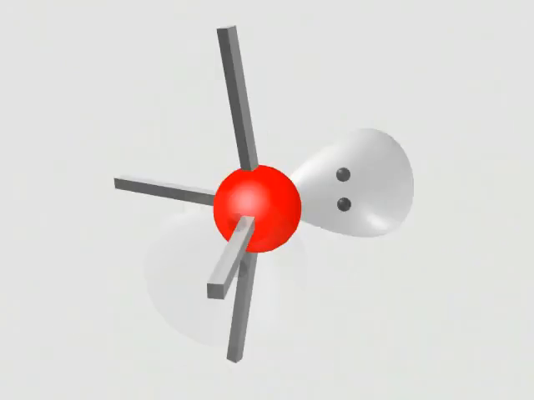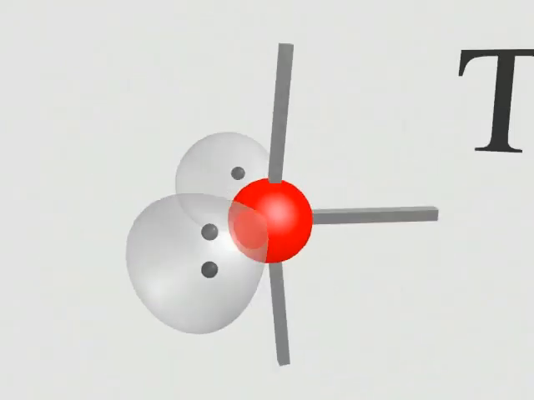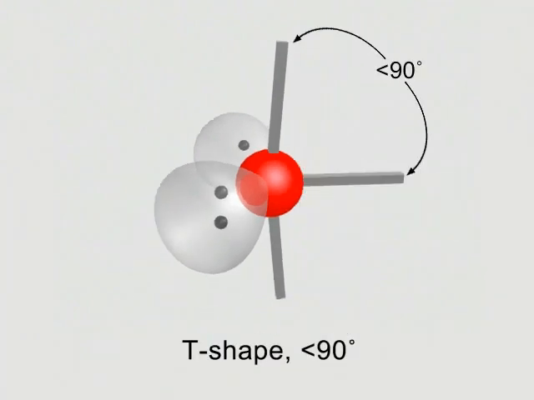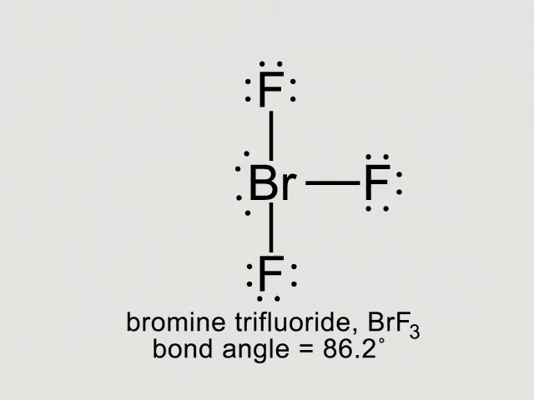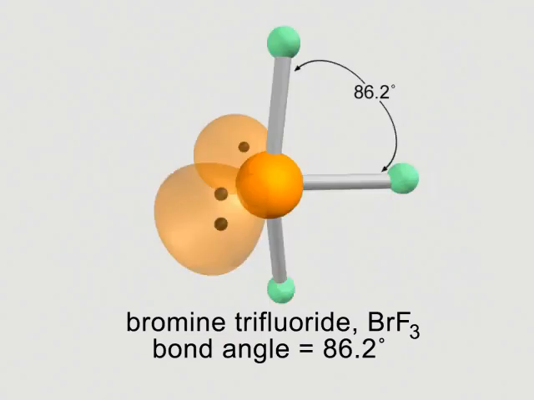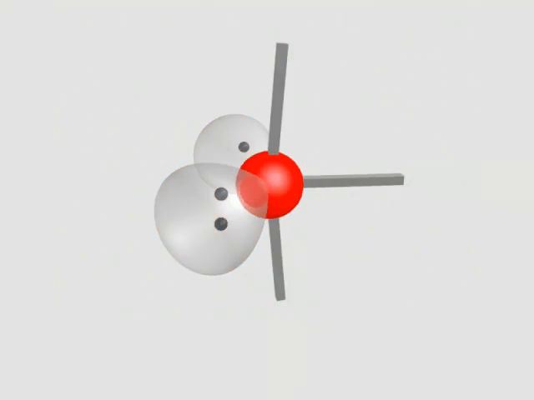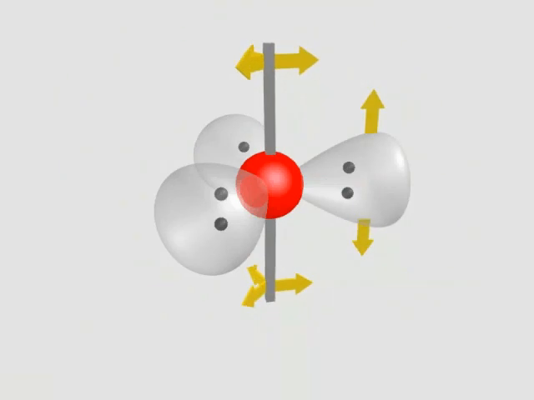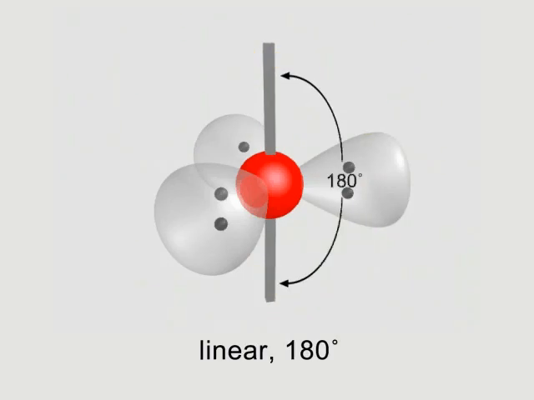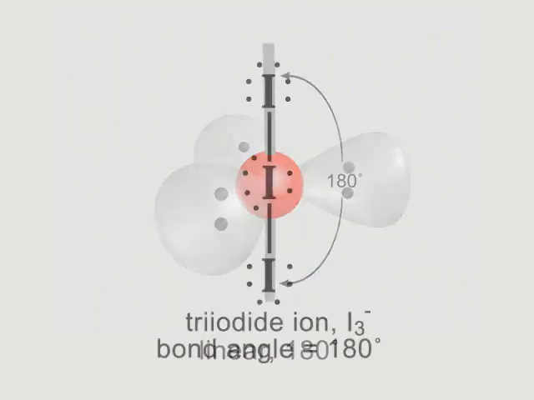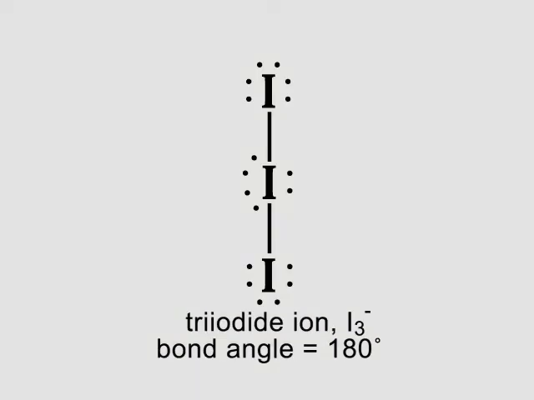With 2 lone pairs, the object is T-shaped, and the 2 remaining angles are less than the ideal 90 degrees. Bromine trifluoride is a T-shaped molecule. The final shape in the trigonal bipyramidal arrangement occurs when a third equatorial lone pair repels the axial groups to 180 degrees. The object has a linear shape, as in the case of the triiodide ion.